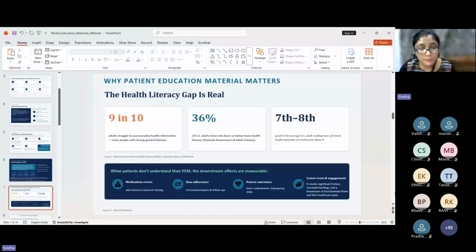Low trust and engagement creates friction or misunderstanding and a breakdown of trust between the healthcare team and the patient. So in order to bridge this health literacy gap, patient education material should be written in class 7 to 8 standard, so that all adults struggling to read health information can access it, and there can be less of the measurable downstream effects.